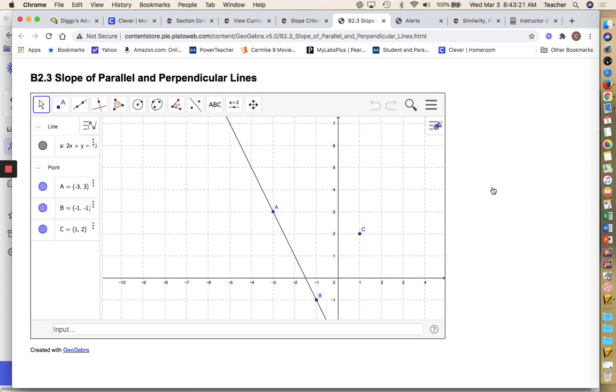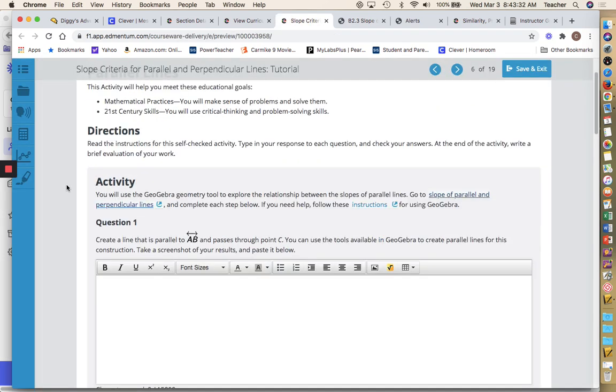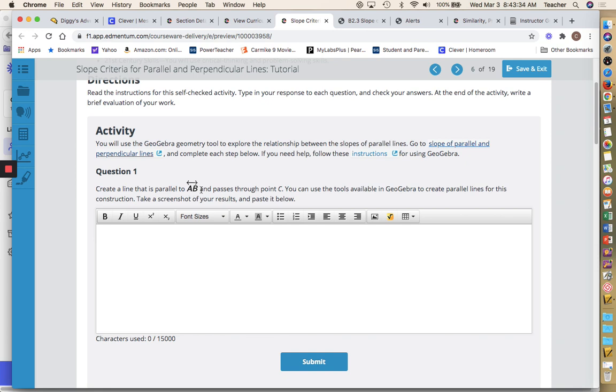Okay, so it looks like I've got a line and a point that's not on the line, just sitting out here. I have a feeling we're probably going to draw a line through there to see if they're parallel or not. Let's see. Create a line that is parallel to AB and passes through C. You can use the tools available in GeoGebra to create parallel lines for this construction. Take a screenshot, blah, blah, blah.